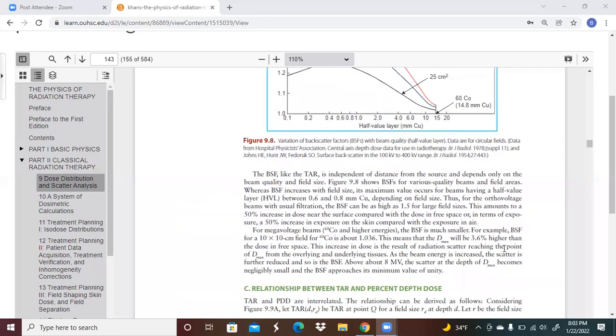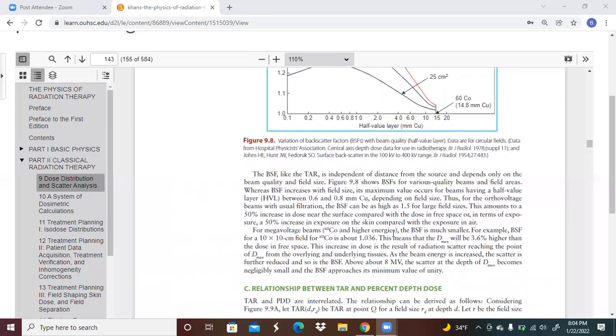So for megavoltage beams, the backscatter factor is much smaller. For example, the BSF for a 10 by 10 is about 1.036. So rather than being up close to 50%, in some cases now it is much, much lower. And if you're above 8 MV, then the scatter at the depth of Dmax becomes negligibly small, and that becomes its minimal value of unity.